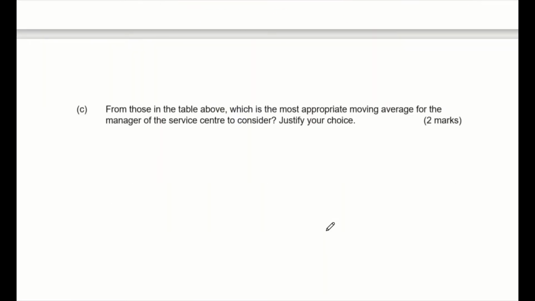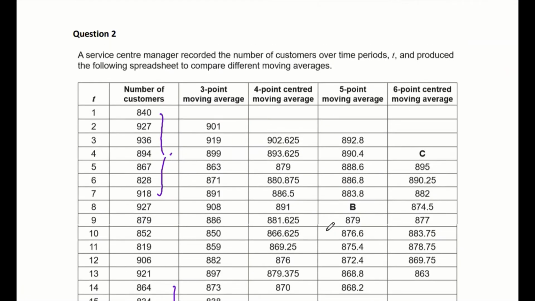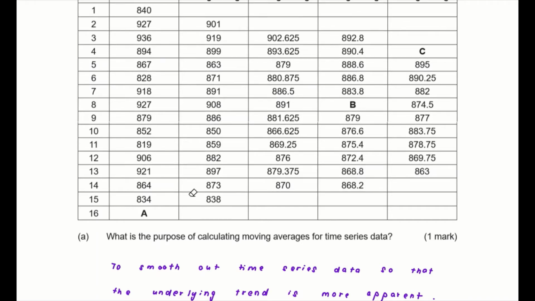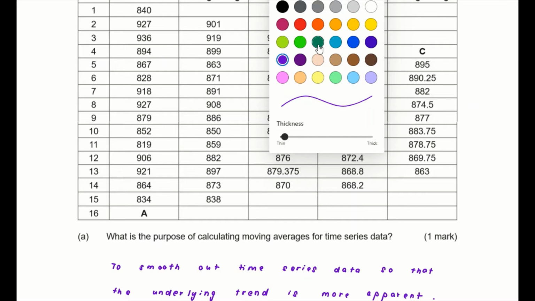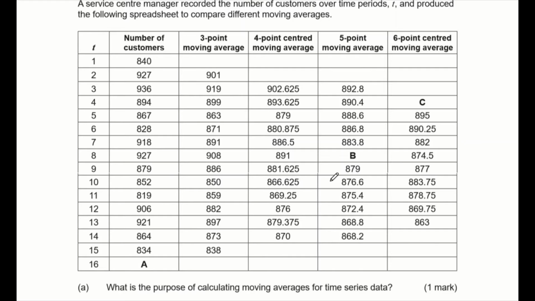Okay, C: from those in the table above, which one is the most appropriate moving average for the manager of the service center to consider? Some ways to try to do it: how do you decide how many points you need to put inside the moving average? It's by observing how many data points you have in one cycle. If you have time, you can key in all the values in your calculator, then observe it from the scatter plot.